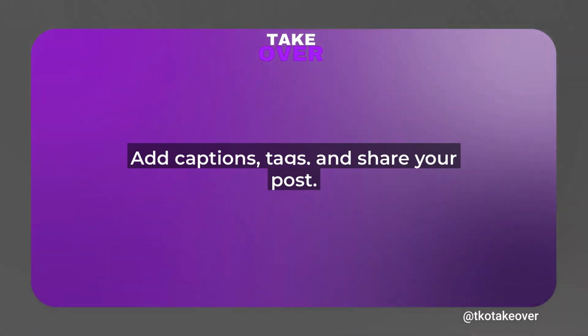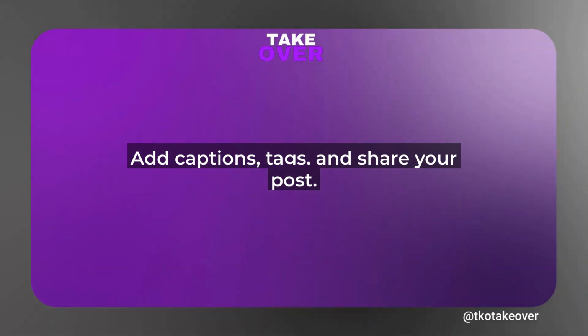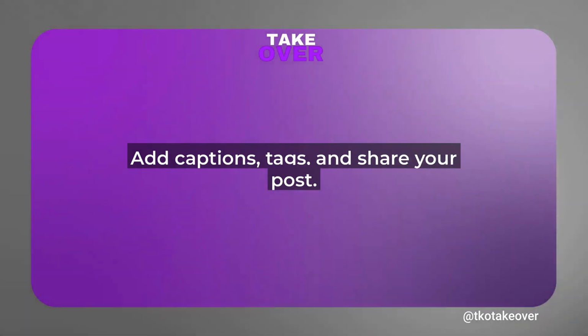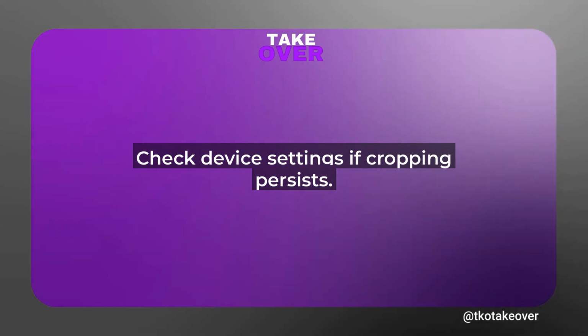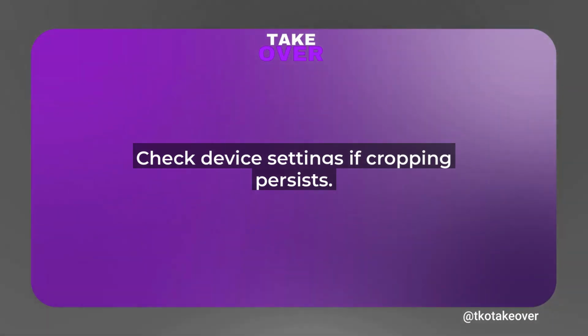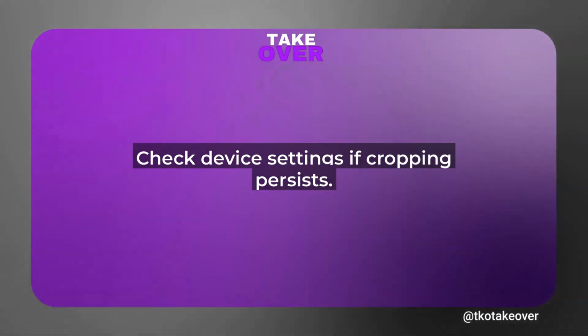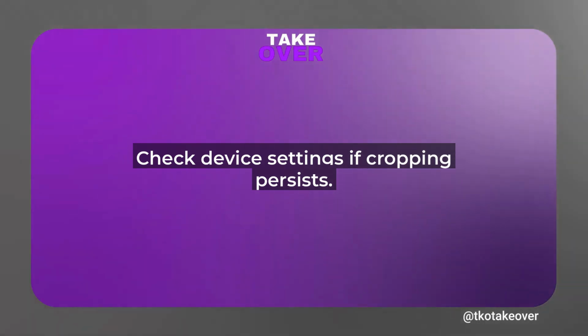A few quick tips. If your photo still looks cropped, check your device settings for display compatibility, as different phones might handle resolutions differently. Also, for stories or reels, use the Expand feature in the story editor to avoid cuts. This way, your content always looks professional.